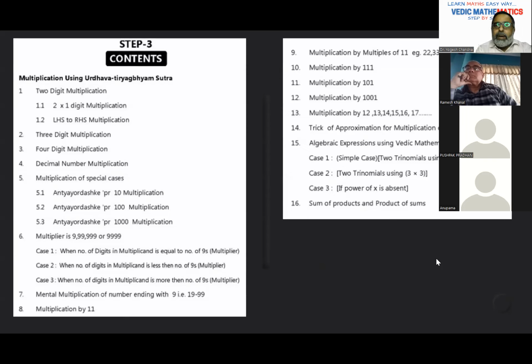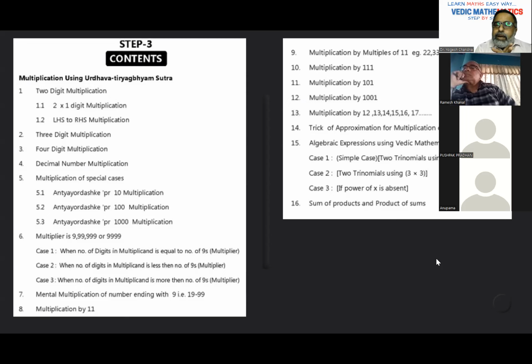Special cases means depending on the number. The first is Antya Dashake, when last digits add up to 10 and the first digits are the same. Then the multiplier is 99999. Or the 8th topic like we did yesterday, multiplying by 11 or 111. Similarly 101, 1001, or multiplication by 12, 13. These all are known as special techniques because they are specifically for special numbers.